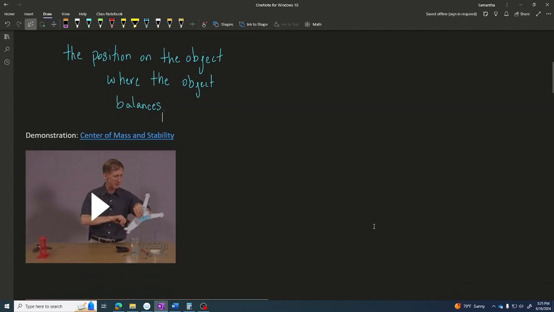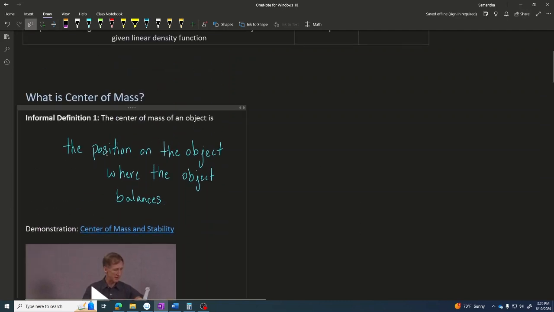Editing Sam, please go ahead and play the clip from this video to demonstrate what we mean when we say that it's the position of the object where the object balances.